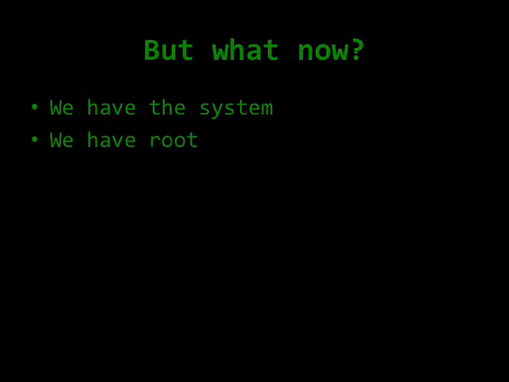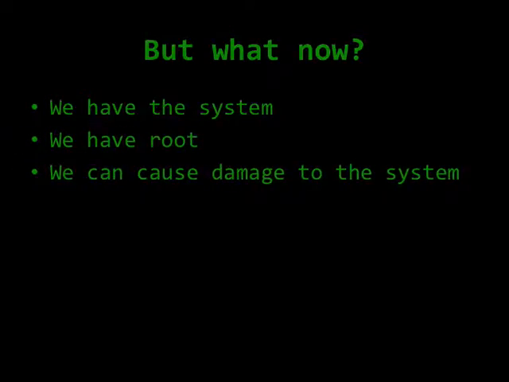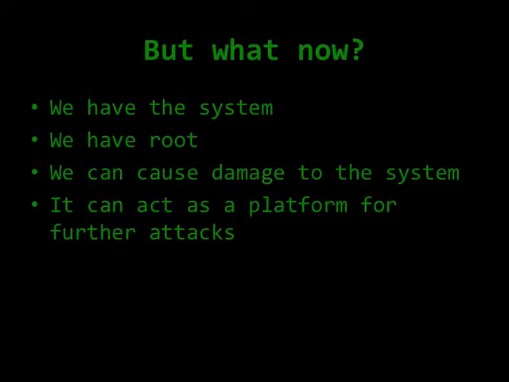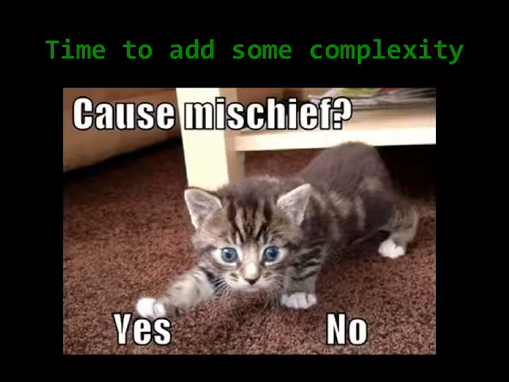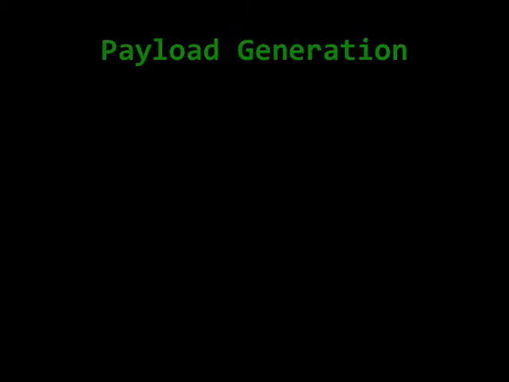So we have root. We can cause a lot of damage to the system already, because with root access we can start deleting file systems, changing IP addresses, reconfiguring services, whatever the heck we want to do. Again, it can act as a platform for further attacks, so we can use this as a mirror into the rest of the network. Let's add some complexity. Yes, it's caused mischief, because this sort of stuff you can actually do at home. It's very funny to do when you get access to your brother or sister's or family's computer.